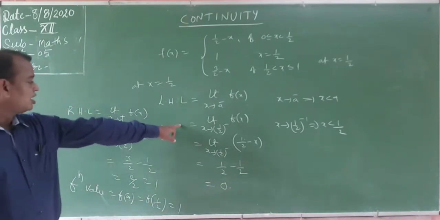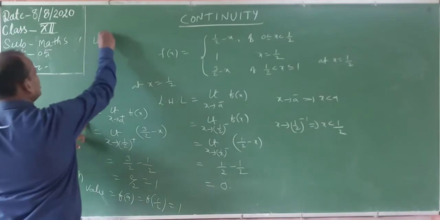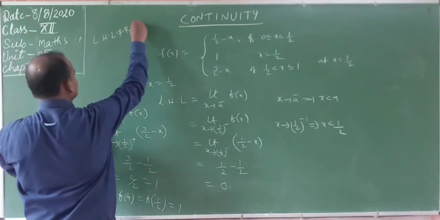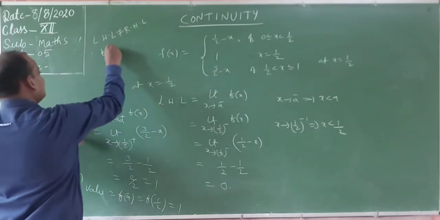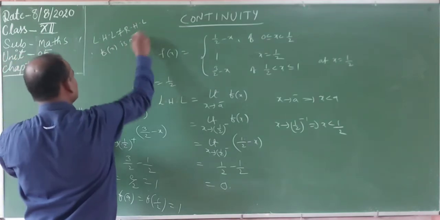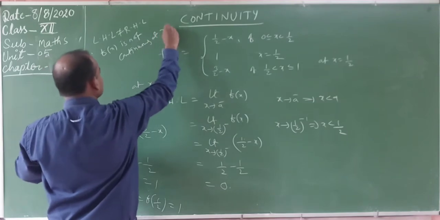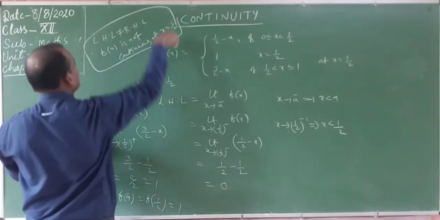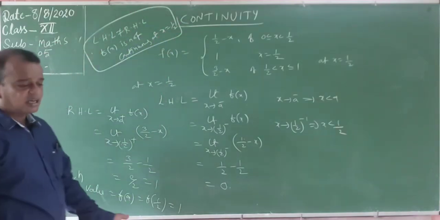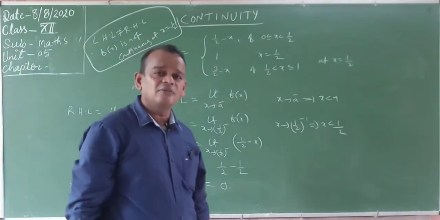These two are not equal. LHL not equal to RHL. Therefore, f of x is not continuous at x is equal to 1 by 2. This is the final answer. Discuss the continuity means it is not continuous at x is equal to 1 by 2. Simple.